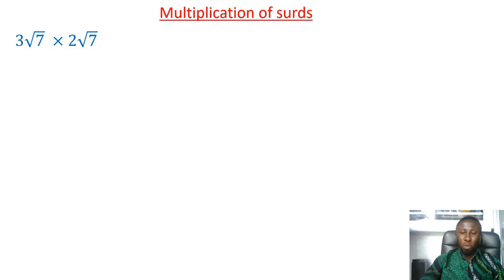Negative 3 root 3 times 2 root 3. Yes, the outside multiplies the outside and the set, that's the root sign, multiplies its own. So it's negative 3 root 3 times 2 root 3. It's negative 6 root 3 all squared, because negative 3 times 2 is negative 6. Then root 3 times root 3 is root 3 all squared. That's why we got negative 6 root 3 all squared.